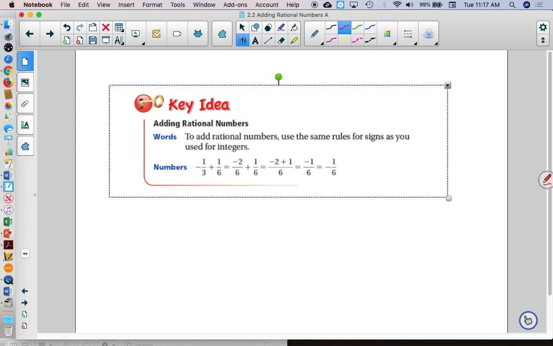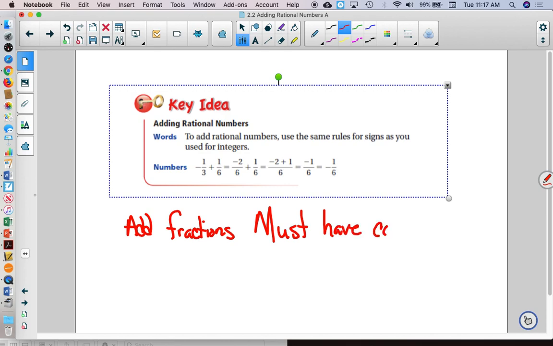We're just adding rational numbers, okay? When I'm adding fractions, what do I have to make sure that I have in order to do that? Kaylee: Common denominator. Add fractions. Take the note: must have common denominator.